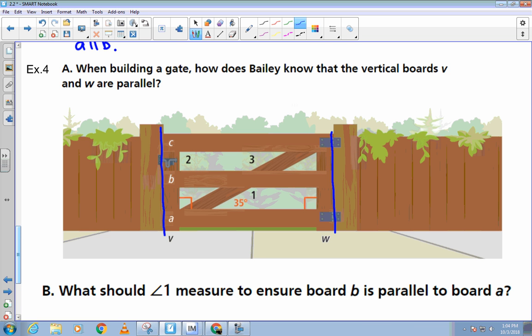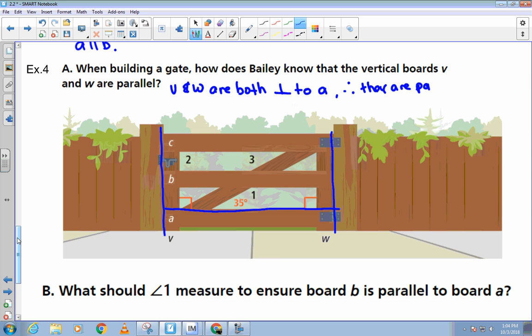Okay, because they're both perpendicular to A, right? To the same line, right? And here is my A. So you could say V and W are both perpendicular to A, therefore they are parallel.